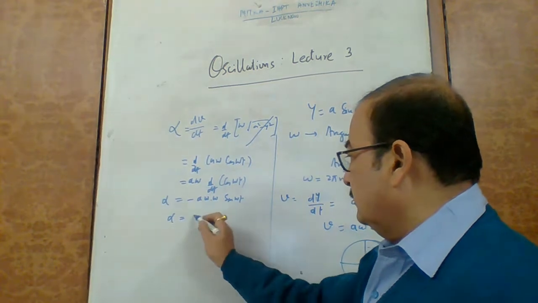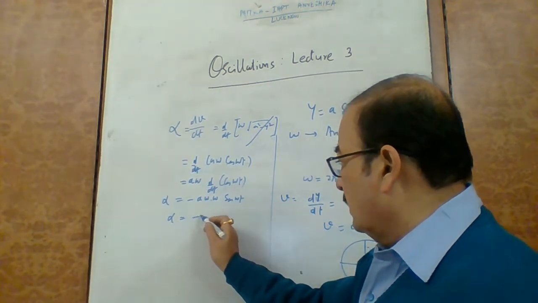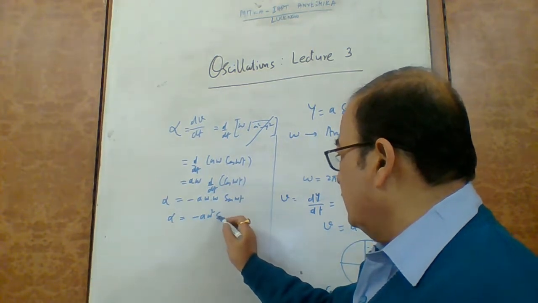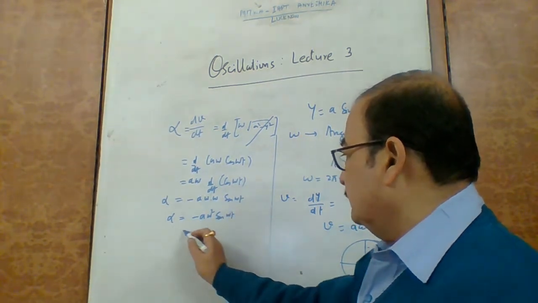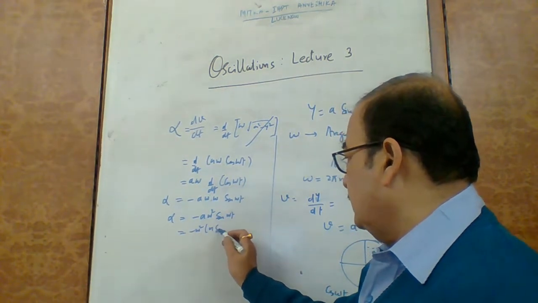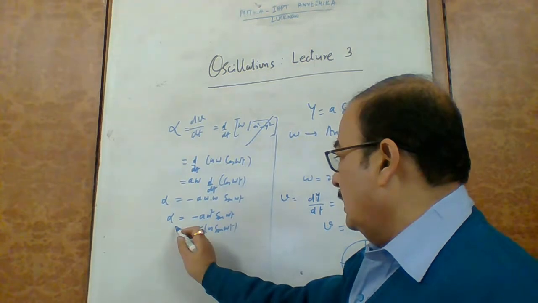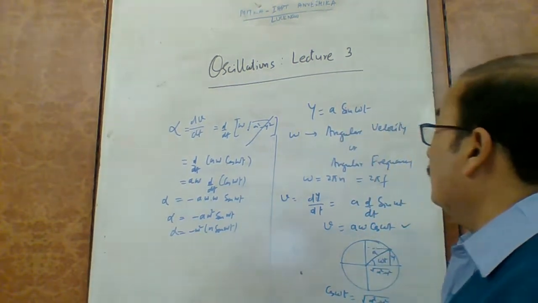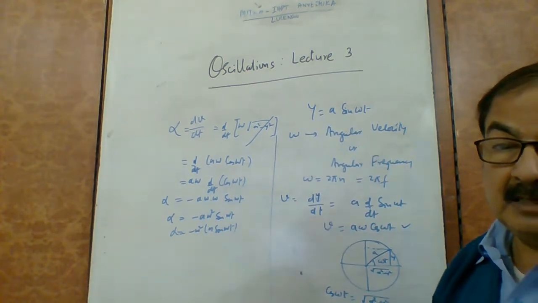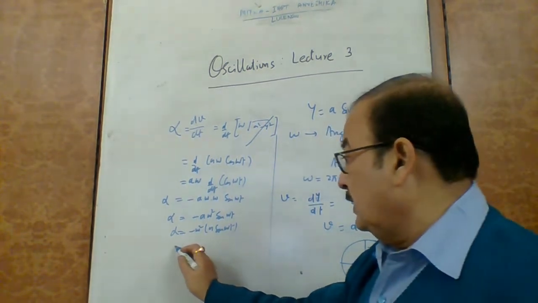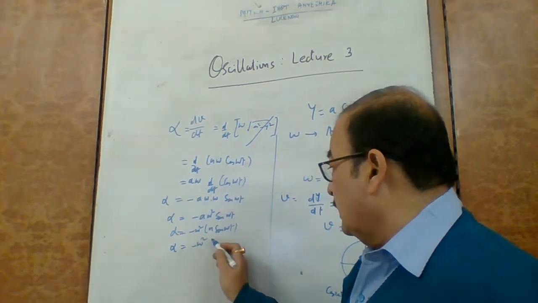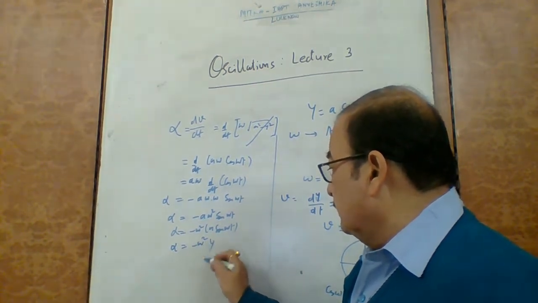Again on simplifying, we get minus a omega square and sine omega t. Further we write minus omega square a sine omega t, alpha equal to, and we know that a sine omega t can be written as y, and therefore we have alpha equal to minus omega square y.